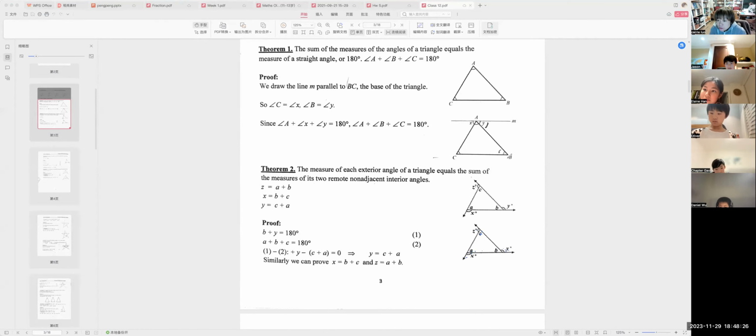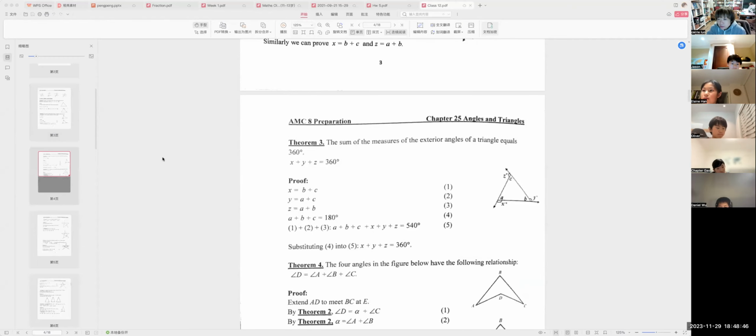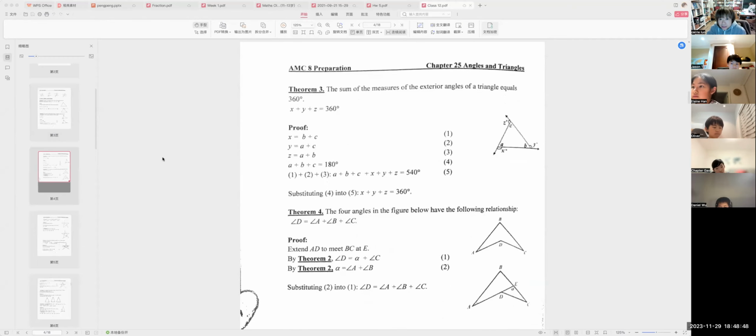Get it, everybody? So that's the same thing. You can see y equals a plus c, and z equals a plus b, and x equals c plus b. So for the chapter, all of them, you can directly use it. No problem. Understand? You can directly use it, okay? So now let's take a look at this one.